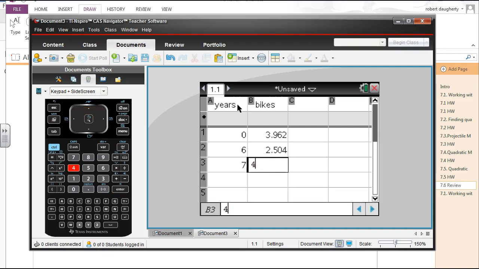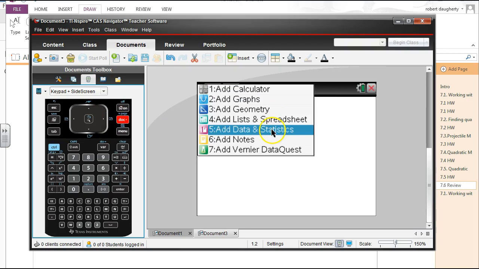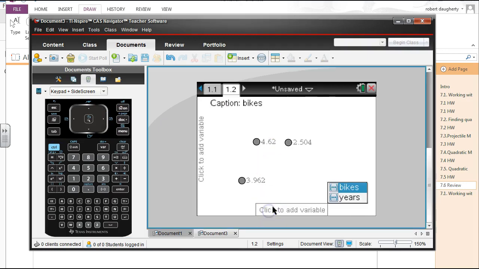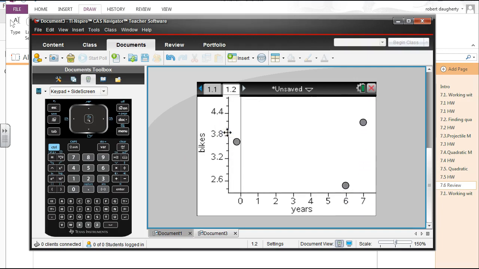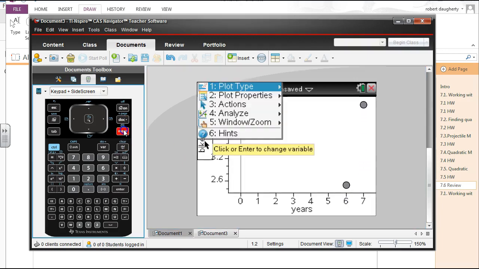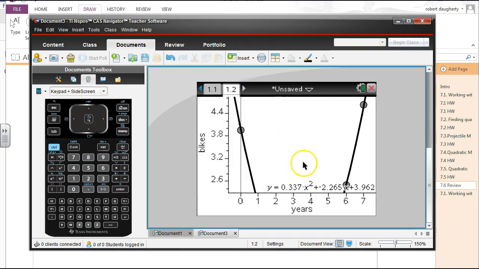And let's back up, 4.62. Double check. 0, 3.962, 6, 2.504, 7, 4.62. So the data is all there. I will now go and create a data and statistics page. My x-axis is the years. My y-axis is the bikes. And I'm going to fit a quadratic regression to it.